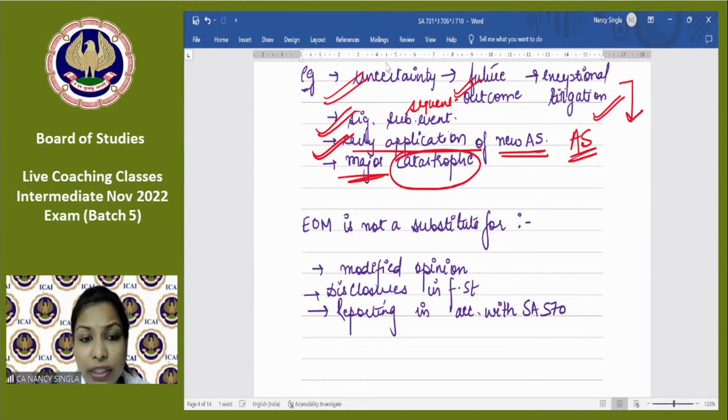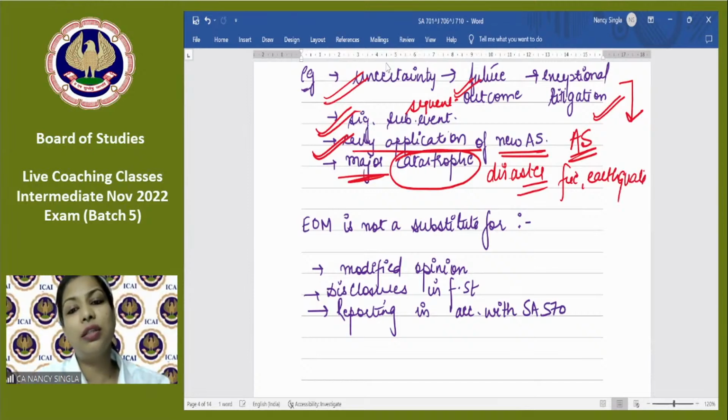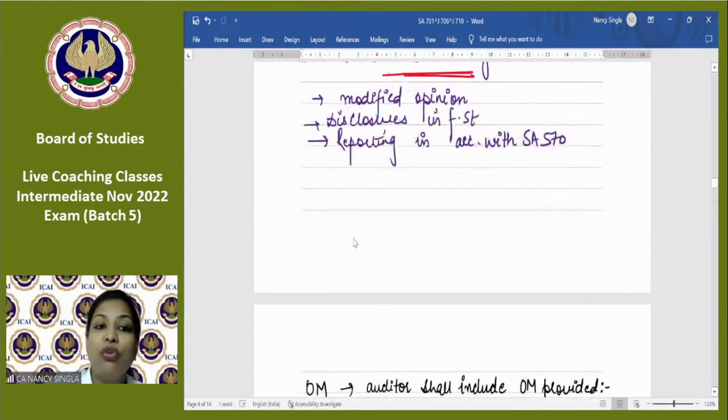Major catastrophe, what is meant by catastrophe? Any disaster, कोई fire हुआ, कोई earthquake हुआ, है ना? So event causing a damage, that is disaster, है ना? कोई भी fire हो गया, earthquake हो गया, तो management has disclosed it in the notes to accounts में, but auditor can draw the user's attention to that note. And again, EOM paragraph is not a substitute for modified opinion, because modify करना है तो opinion paragraph में जाओ.